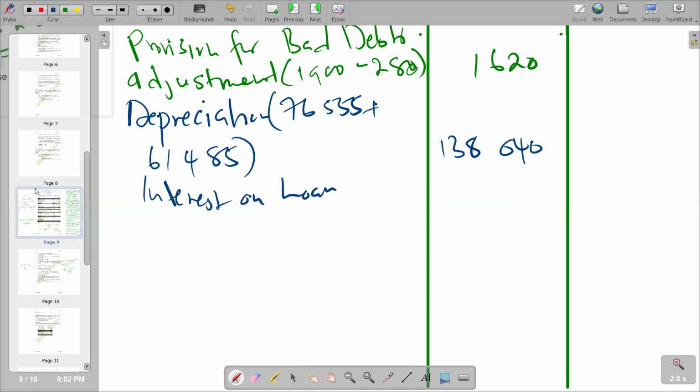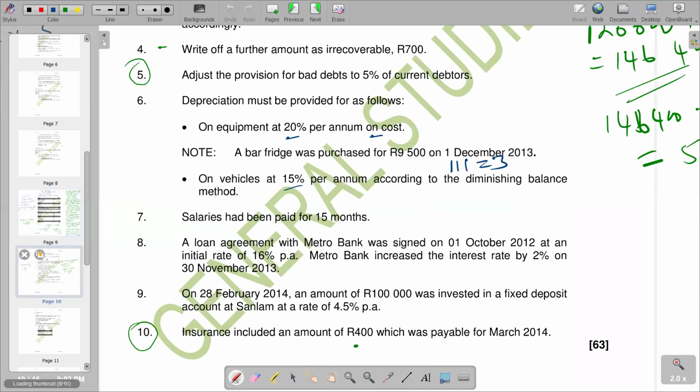So for interest on loan, we go to the information to check what it is saying. We agree that a loan agreement with Metro Bank was signed on 1 October 2024 at an initial rate of 16% per annum. Metro Bank increased the rate by 2% on 30 November 2013. So the first thing is to identify the number of months when the rate was increased by 2%. And we have said that it was increased on 30 November, which is the end of November.